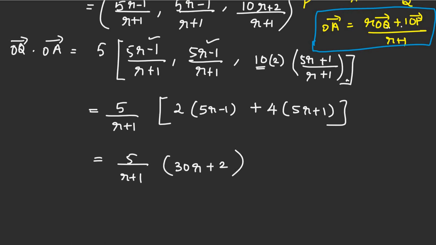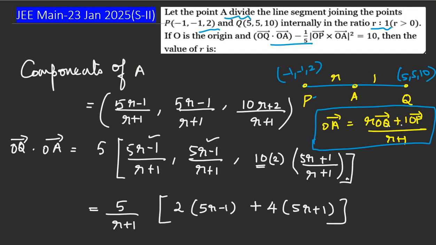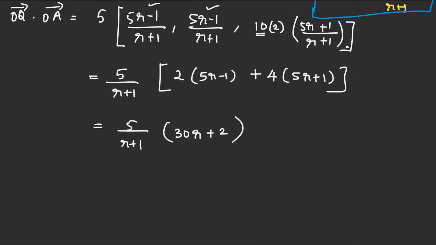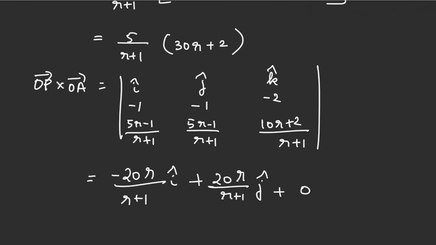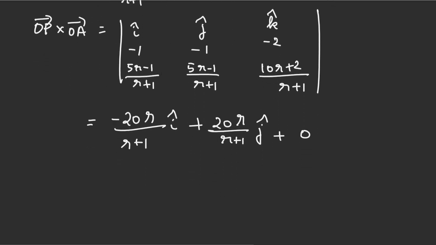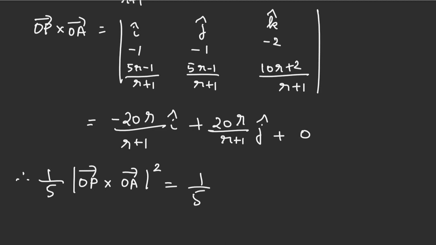Now the expression from our question is OQ dot OA minus 1 by 5 mod of OP cross OA whole squared. So here we want the OP cross OA value. OP cross OA will be equal to the determinant with i cap, j cap, k cap and the components of OP and OA. Now we have found OP cross OA. From the expression given in the question, we want 1 by 5 times OP cross OA whole squared. This is equal to 1 by 5 times the mod of this value.